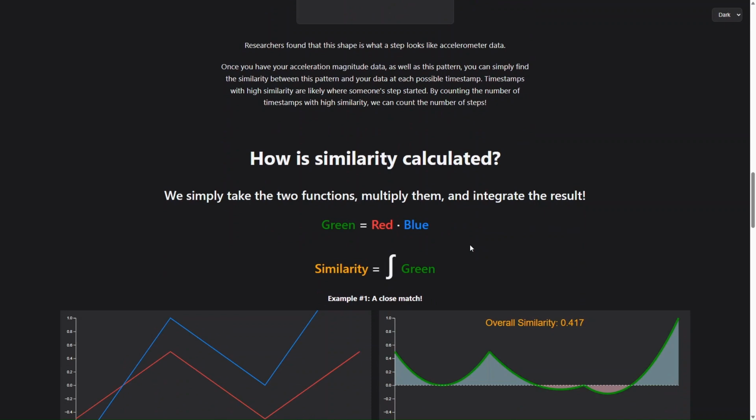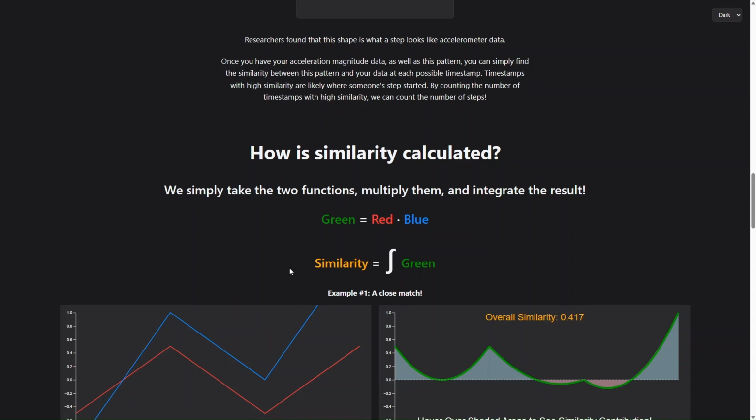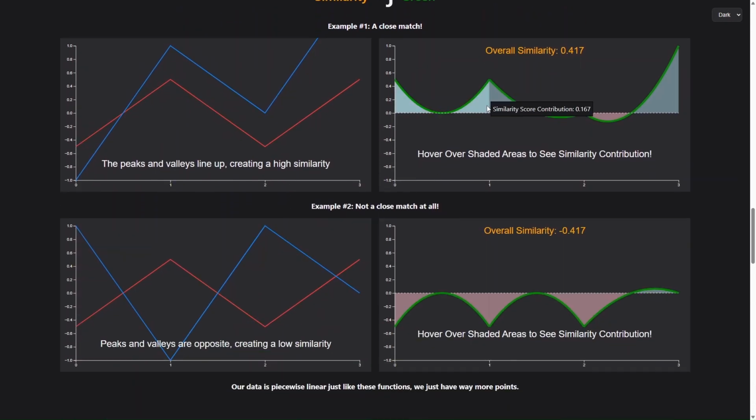What you can do is treat your step pattern as well as your actual data as functions, multiply them and integrate the result. This visual shows that when you do that, if the peaks and valleys line up, the product is mostly positive and the integral is positive. And when they don't line up, you get the opposite.